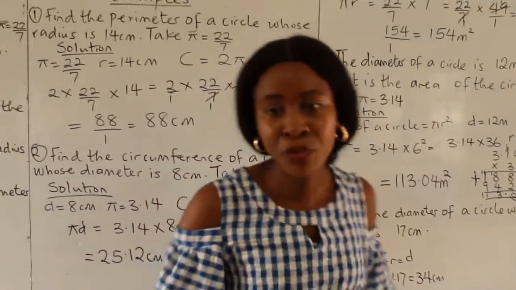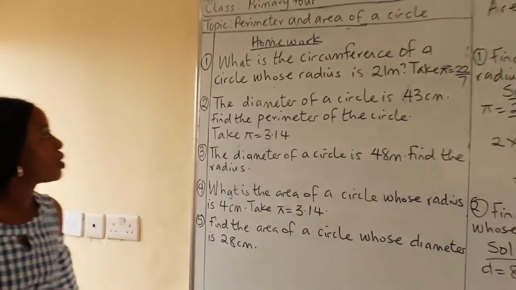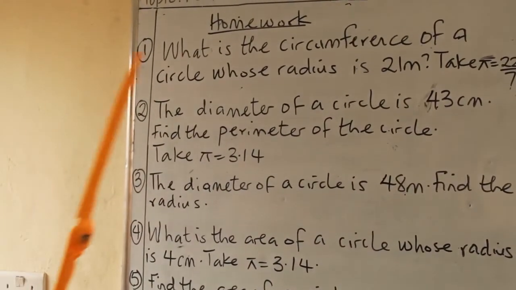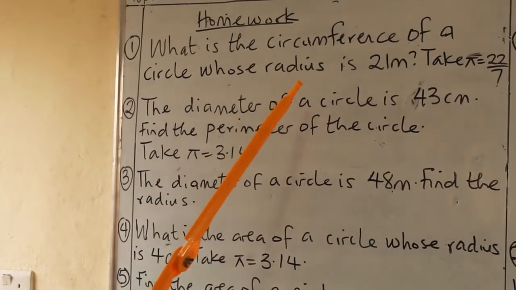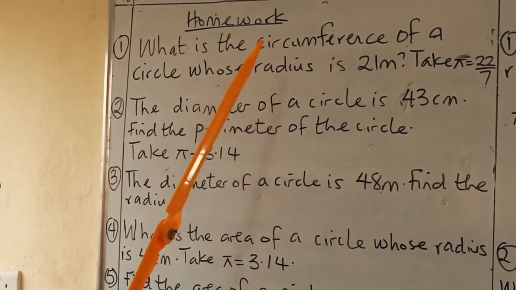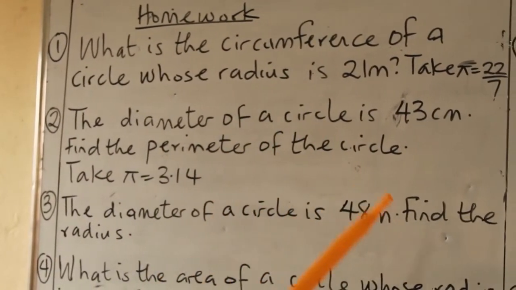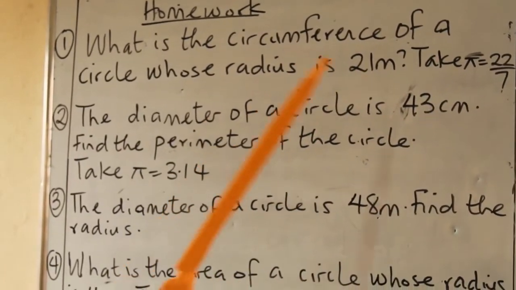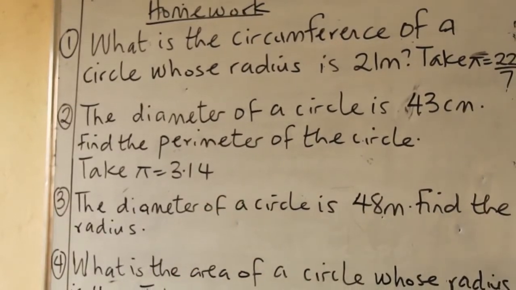I have an assignment for you. I would like you to answer these questions. Question number 1: what is the circumference of a circle whose radius is 21 meters? Take pi equal to 22 over 7.